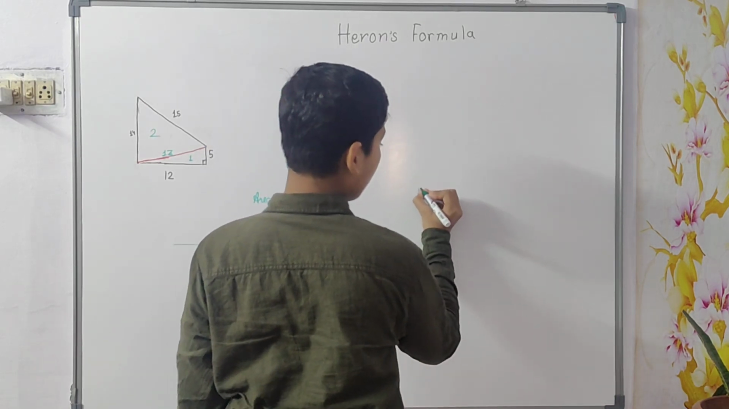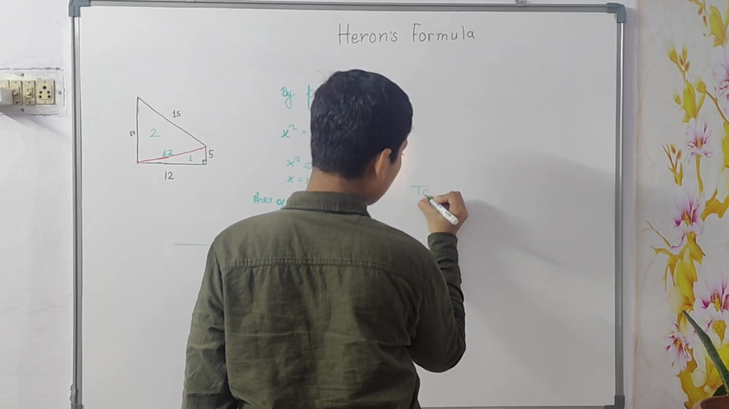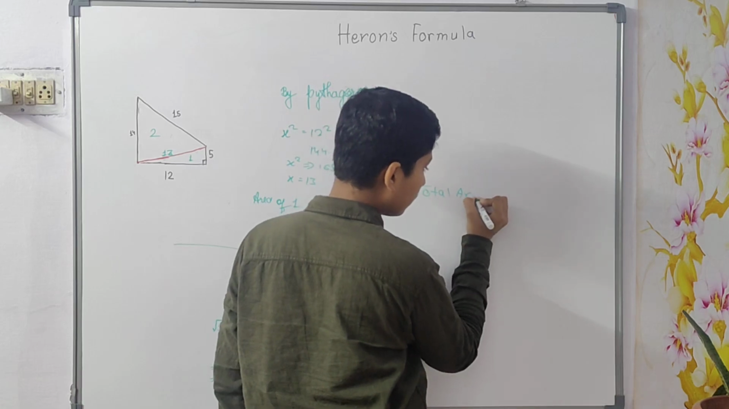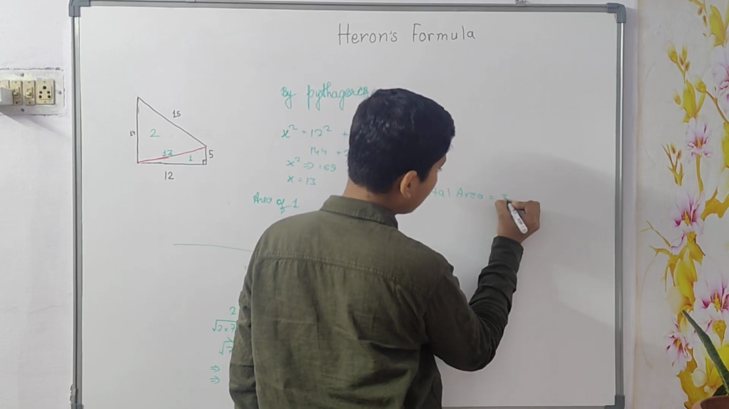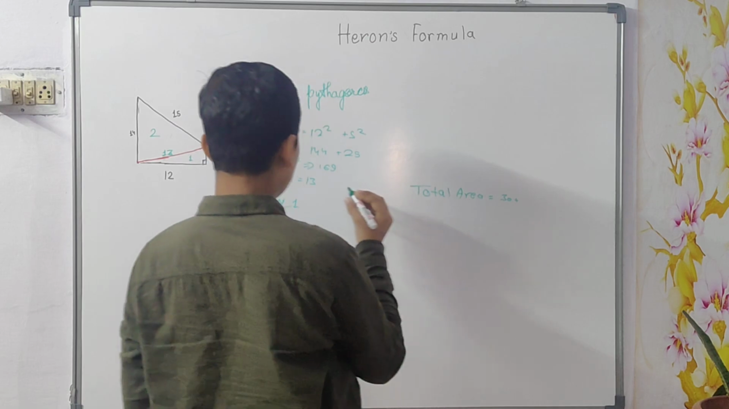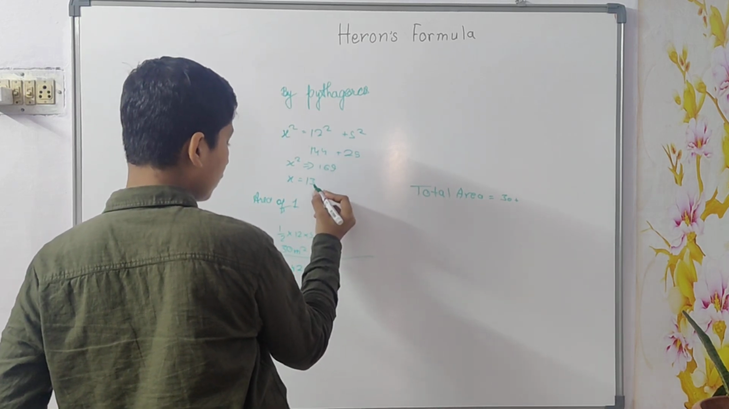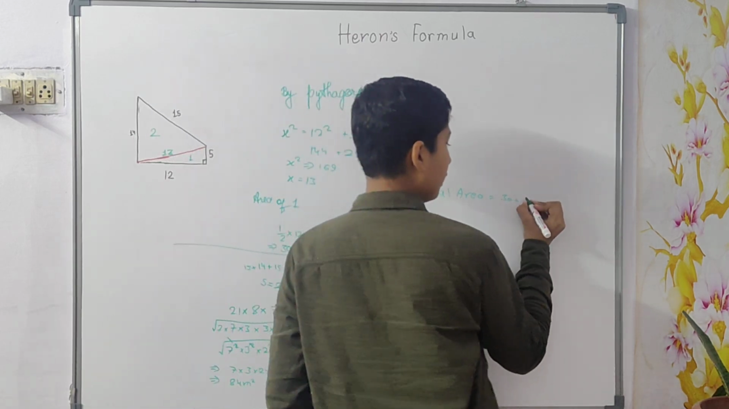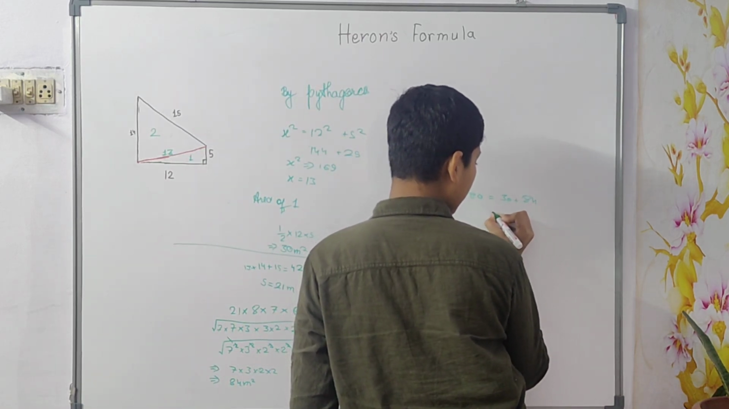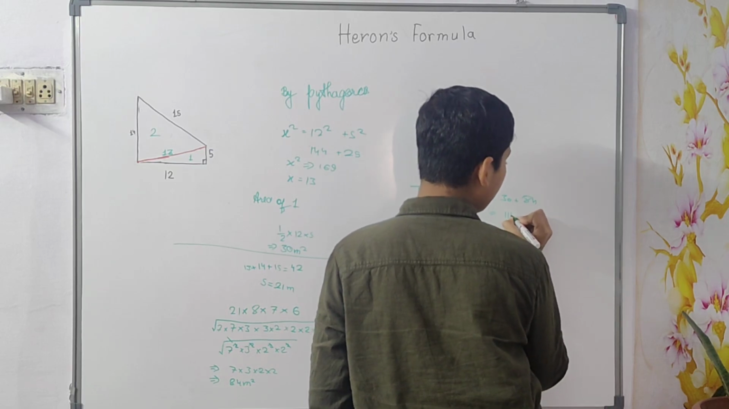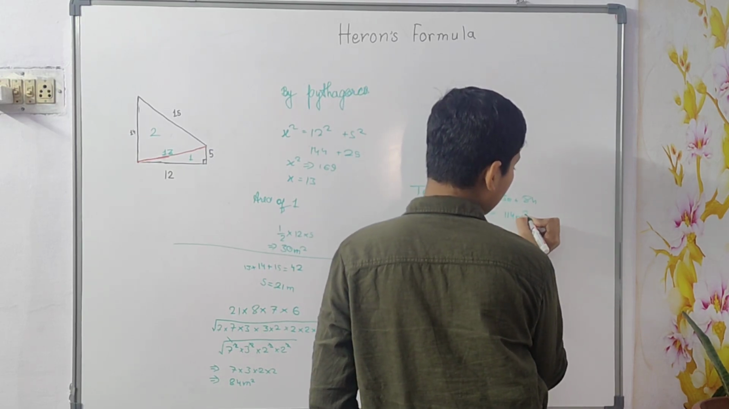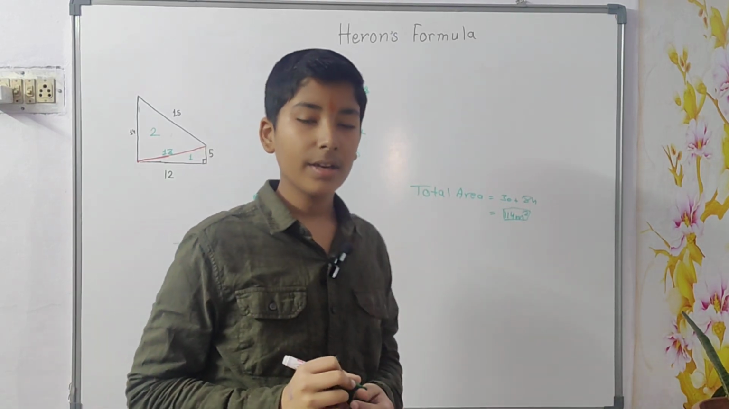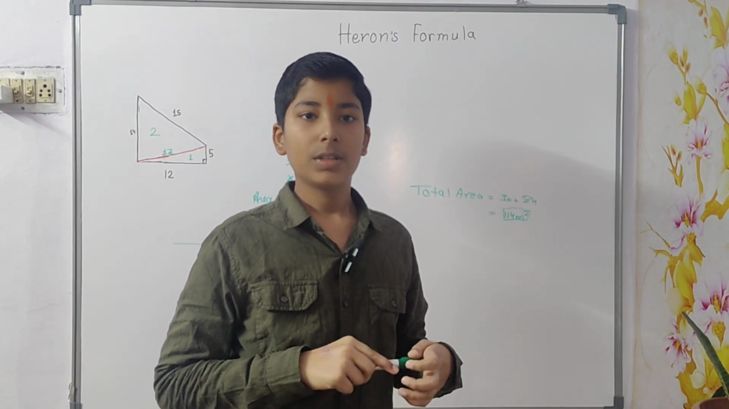Now, total area equals 30 plus 84. We have found out that this is 30 meter square and this is 84 meter square, which makes 114 meter square. Okay, this will be our final area of this figure.